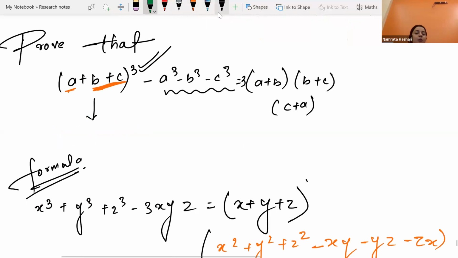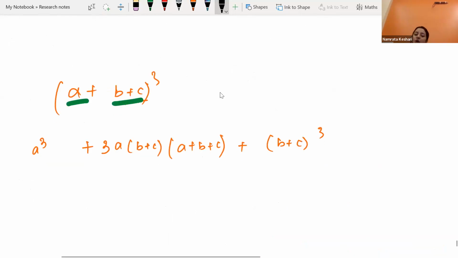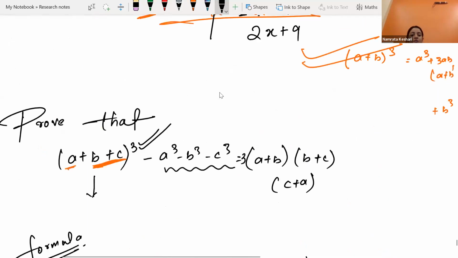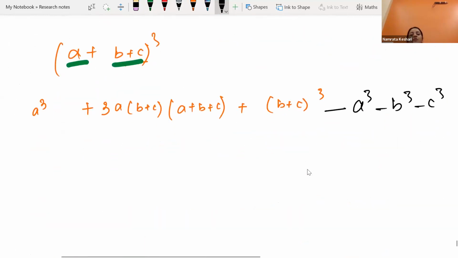What if we don't know the formula? We can still do the expansion. Minus a cube minus b cube minus c cube, we will copy as it is. And we will see what we are getting. From the left side, whatever we are getting, are we getting the same from the right side? From the right side, we are supposed to get 3a plus b, b plus c, c plus a. Here also we will see if we can make the same.